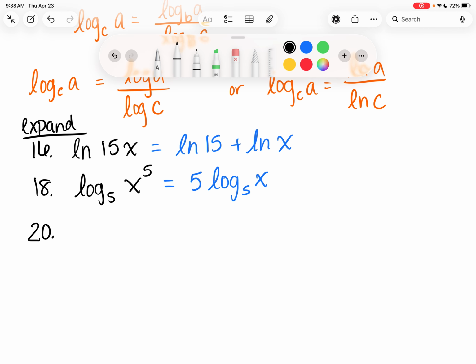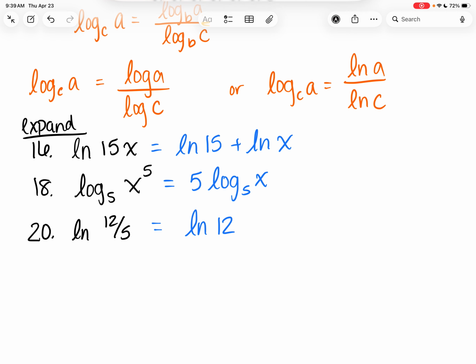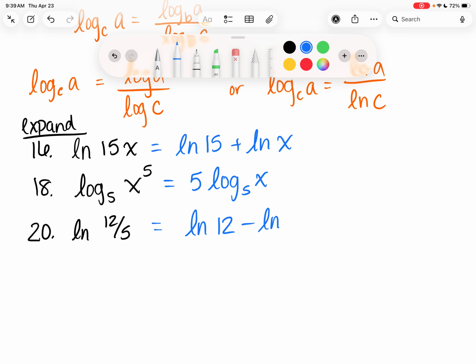20. ln of 12 divided by 5. So this one is a quotient. The log of a quotient is equal to the difference of logs. So I'm going to split this to be the ln of 12. It's always top minus bottom. So ln of 12 minus the ln of 5.